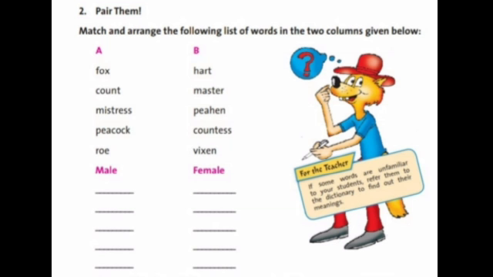Next is peacock. And the opposite gender of peacock is peahen. Peahen is the female gender of peacock. It means peacock is male gender and peahen is female gender. Next and last is roe. Students, roe is a female deer and its opposite gender is hart, and hart is a male deer. So here the opposite word of roe is hart. Now you have to write male gender in the male column and female gender in the female column.